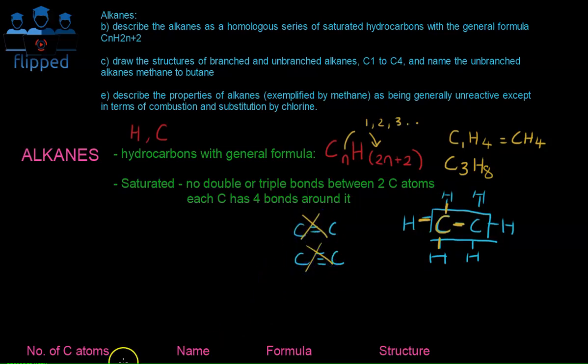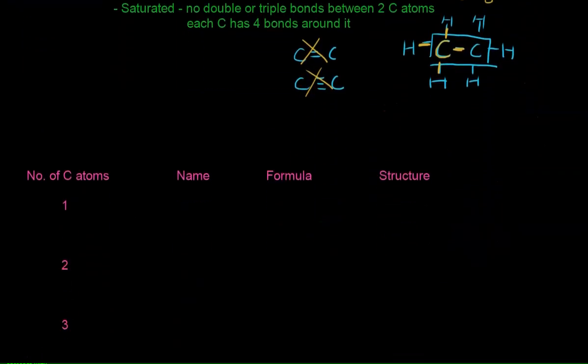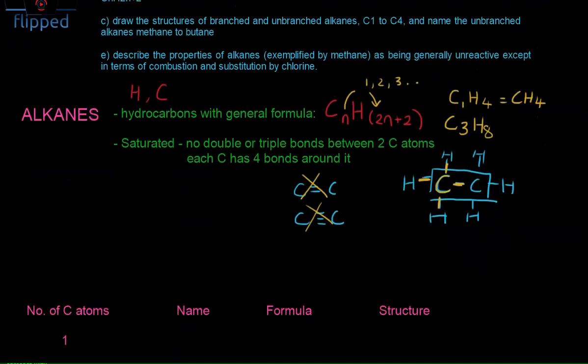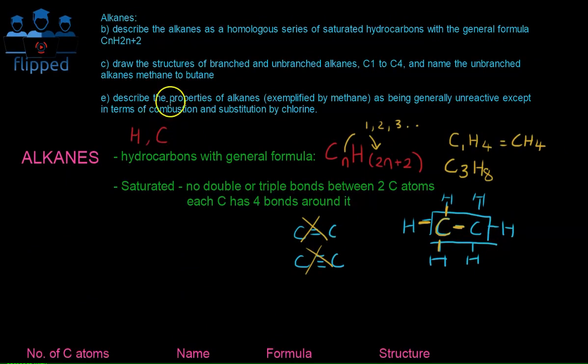Let's move on to the naming of them. In your syllabus, you only have to know from methane to butane. So there are only 4 of them to cover. You can memorize the remaining ones, which are pentane, hexane, etc., but it's really not needed because you're only required to know these 4.